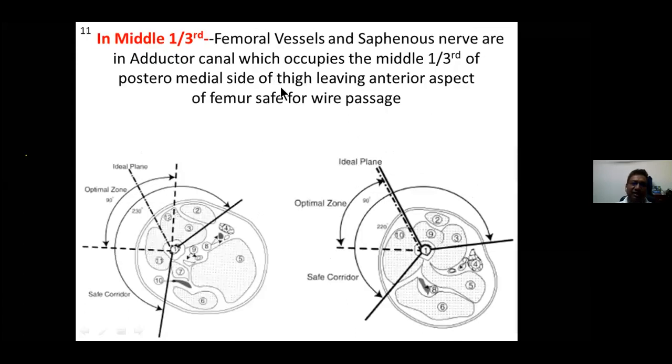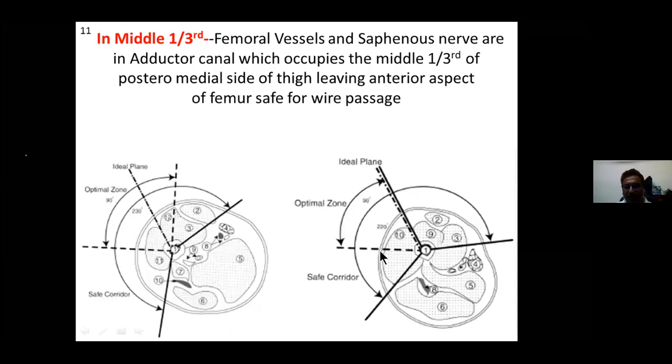In the middle third, femoral vessels and the saphenous nerve are in the adductor canal, which occupies the middle third of the posteromedial side of the thigh, leaving the anterior aspect of the femur safe for wire passes. In the junction of the upper third and middle third, and the junction of the lower third with the middle third, here is the femur, and the safe corridor is from here to this side. This is the safe zone.